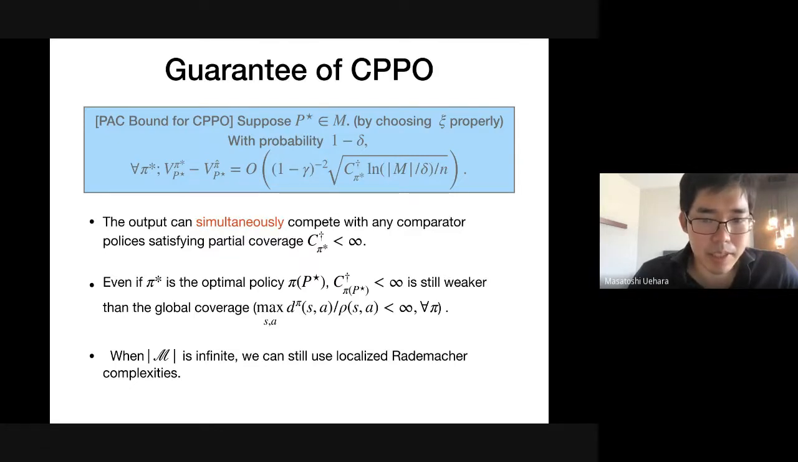And this is just technical stuff, but we need to use a localization argument here. If we simply use global Rademacher complexities, this rate will be 1 over n to the power of 4, so we will get a slower rate. That's why I said that we need to use localized Rademacher complexities, and then we can get this 1 over square root n rate. But this is just technical stuff, so it's not very obvious to get this rate.